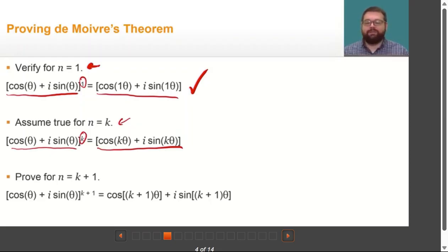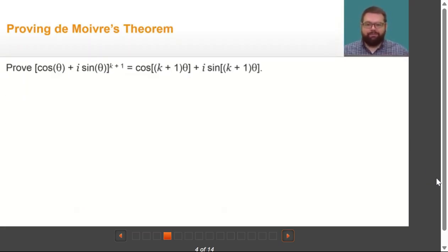The third step is to prove the theorem to be true when n is equal to k plus 1. In other words, the statement cosine of theta plus i times the sine of theta raised to the power of k plus 1 is equal to the cosine of k plus 1 times theta plus i times the sine of k plus 1 times theta. And this must be shown to be true. Now to proceed with the proof of this last statement.